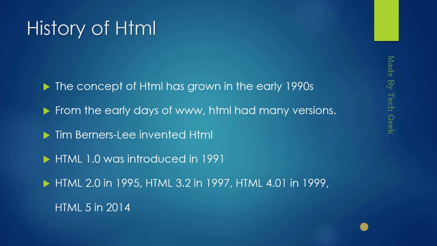After that, HTML 2.0 was developed in 1995, HTML 3.2 in 1997. Then it was upgraded to 4.01 in 1999, and HTML5, which is the latest and really advanced version of HTML, was developed in 2014. So this was the basic history of HTML. HTML has developed in such a way.